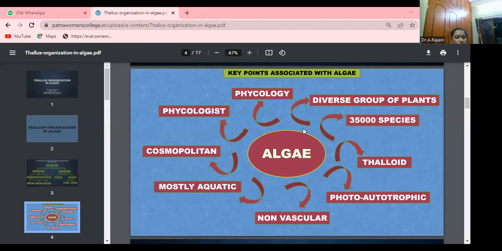These are all phototrophic and autotrophic, with a non-vascular system. Mostly you can identify algae as aquatic algae. In yesterday's class, I explained the main key points associated with algae. You can study algae by asking these questions: What is phycology? What is a phycologist? What is cosmopolitan? What is mostly aquatic? What is a non-vascular system? What is photoautotrophism? What is thalloid? How many species are there? What is the diversity of the plant? These are the most associated points for studying algae.